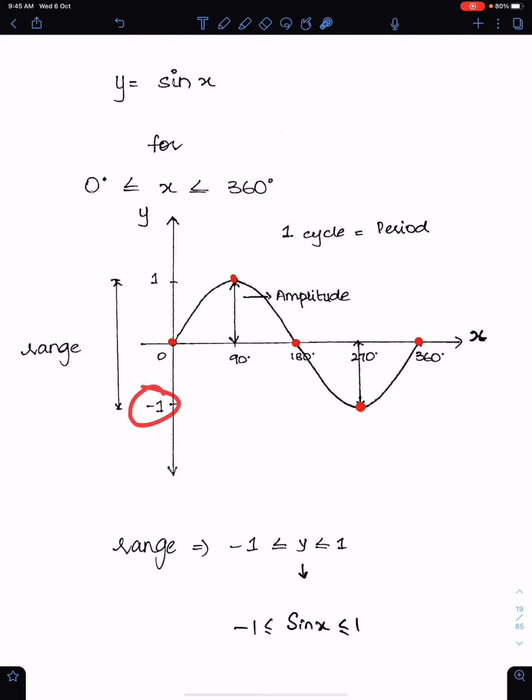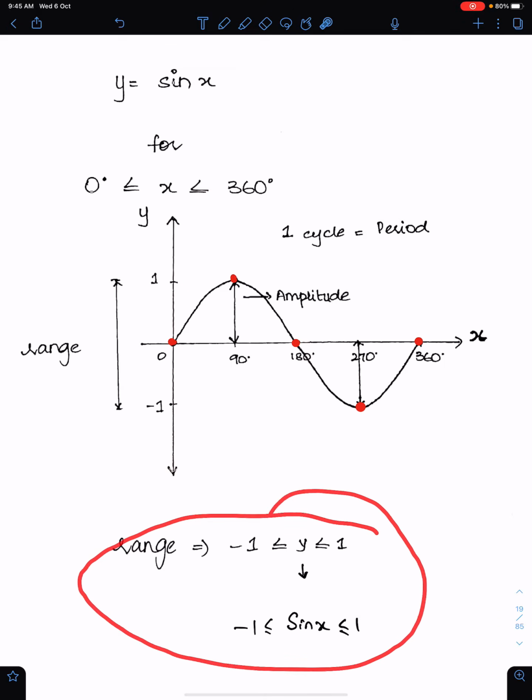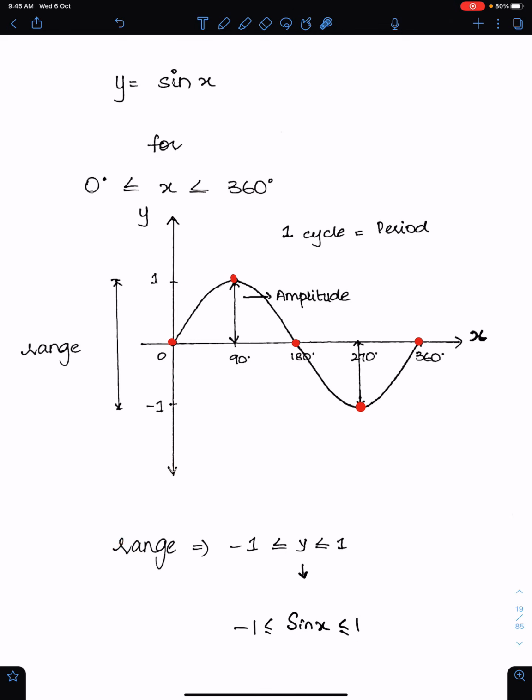And this is the range of the sine function. The sine function lies between -1 and 1 inclusive. You should label the horizontal axis with x and the vertical with y.